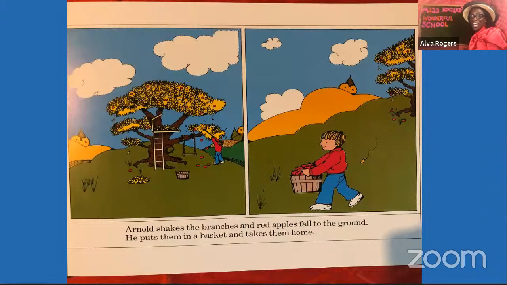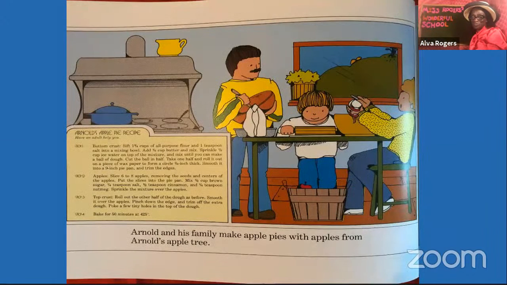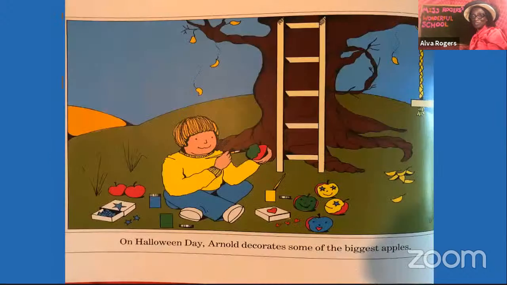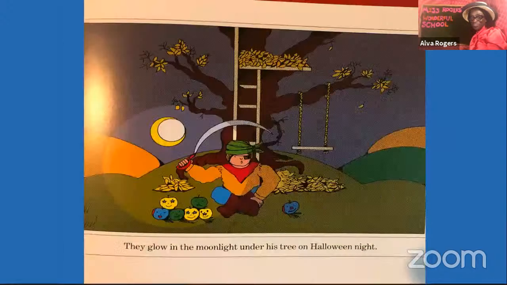Arnold shakes the branches and red apples fall to the ground. He puts them in a basket and takes them home. Arnold and his family make apple pies with apples from Arnold's apple tree. They put the rest of the apples into a cider press and make fresh apple cider. On Halloween Day, Arnold decorates some of the biggest apples. They glow in the moonlight under his tree on Halloween night.